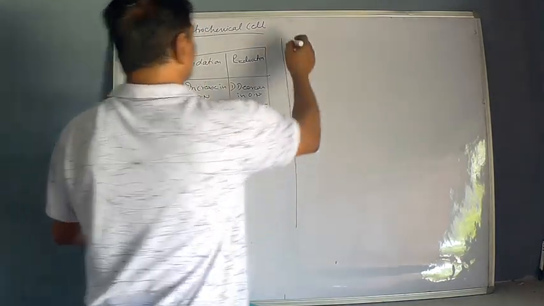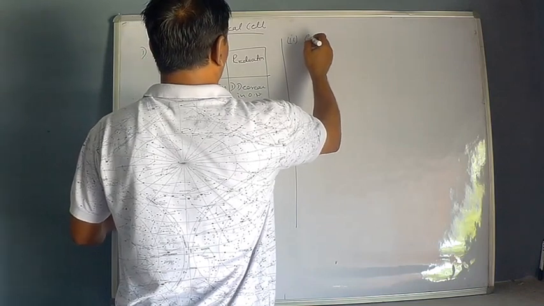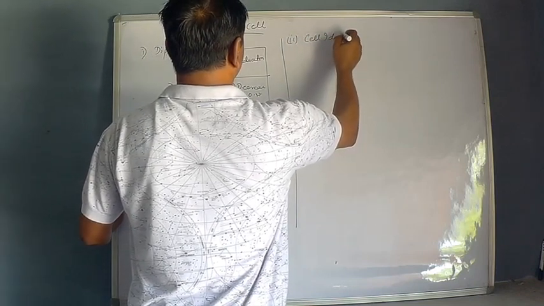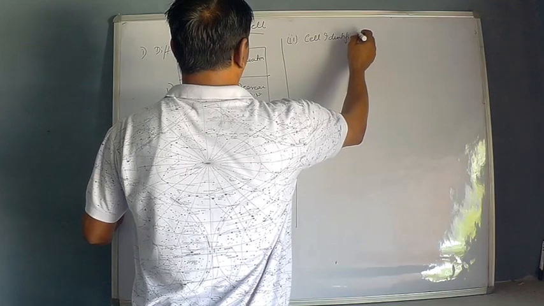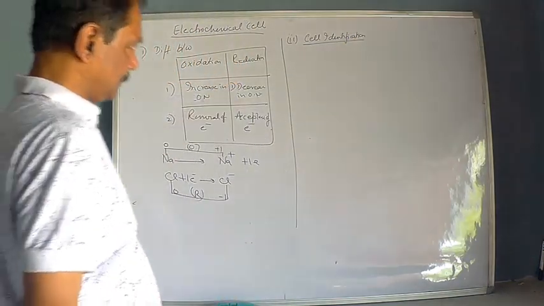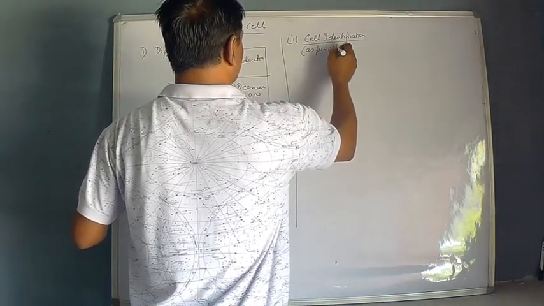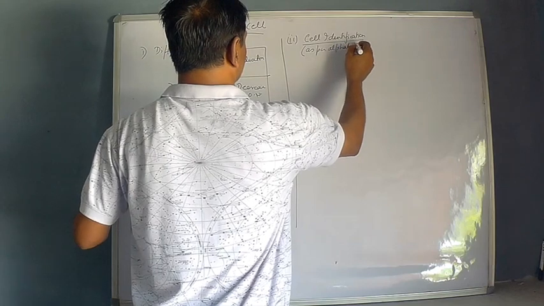Class, in the next topic, we are going to understand cell identification. How you are going to identify anode, cathode, negative, positive, all can be discussed here. So class, they follow alphabetical order, as per alphabetical order.